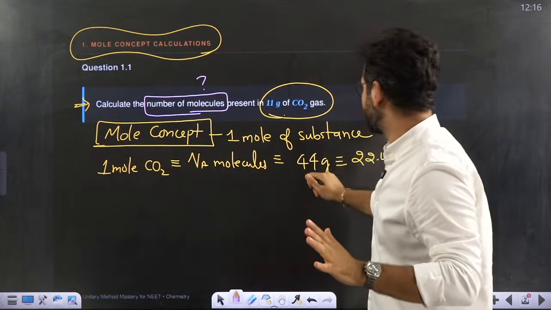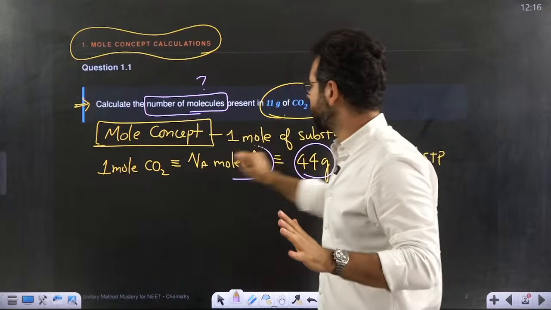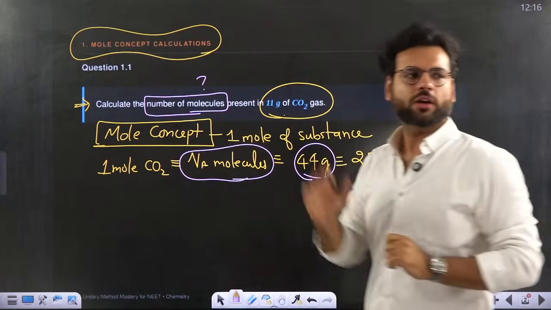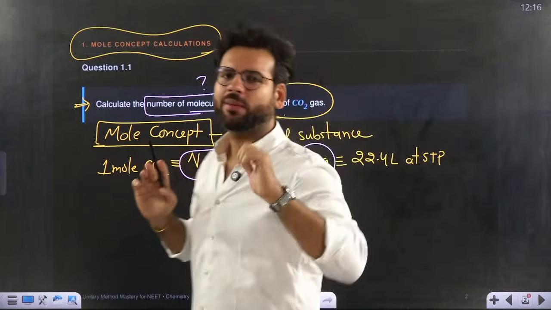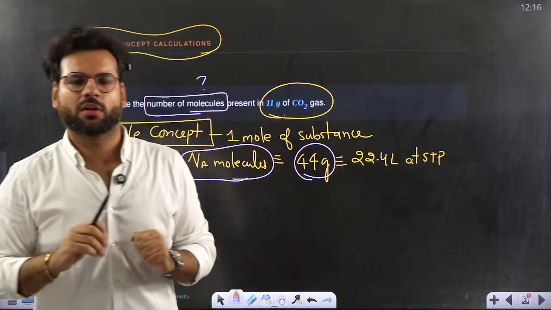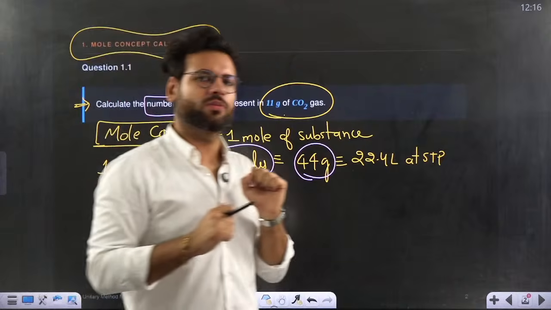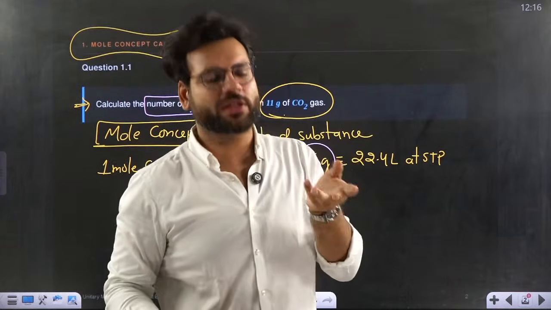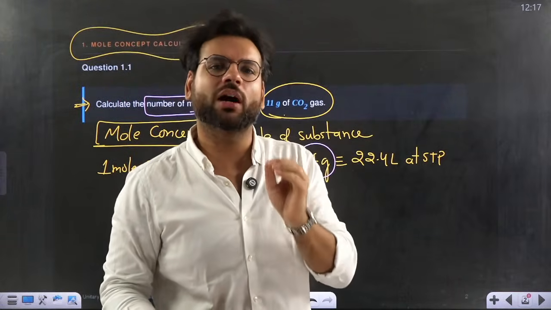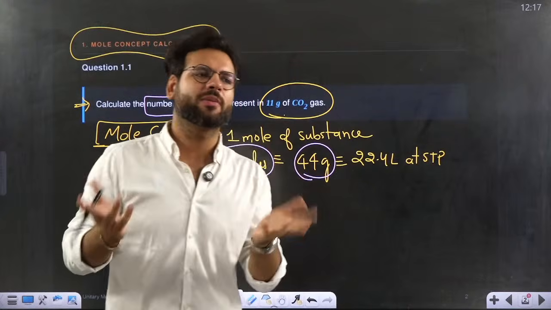44 gram contain Na molecules. In 44 gram I can purchase Na molecules. In 22 gram I can purchase Na by 2. In 11 gram I can purchase even half, Na by 2 ka also half, Na by 4. Answer will be Na by 4.